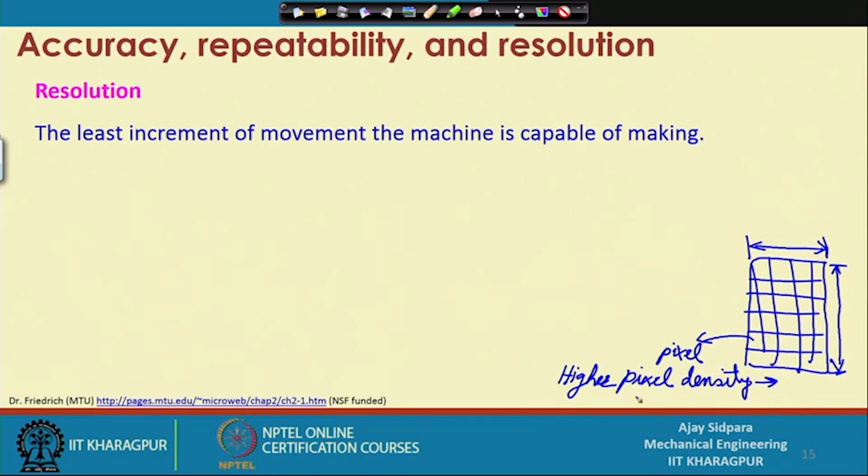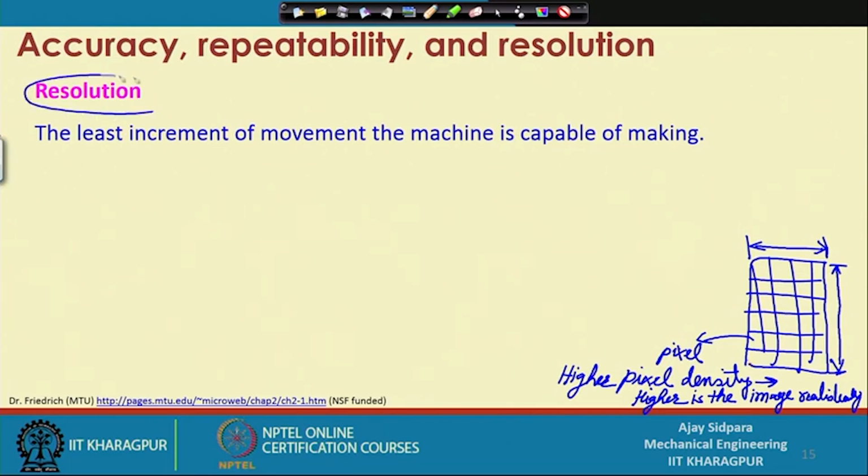higher is the image realistically. So, whatever way you want to see those things, that is very important in this case. So, in the same way here it is also resolution.